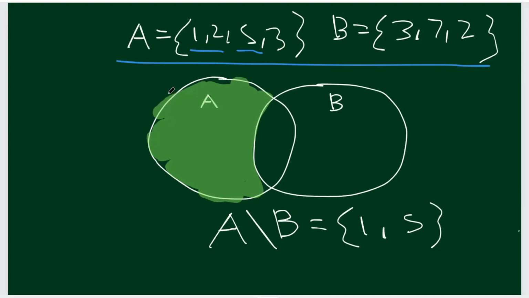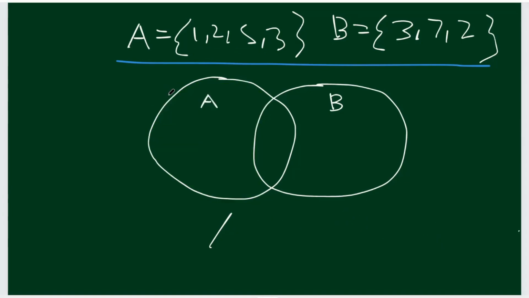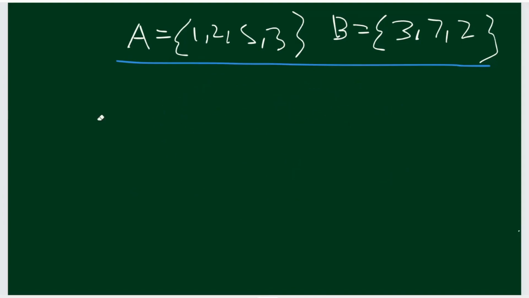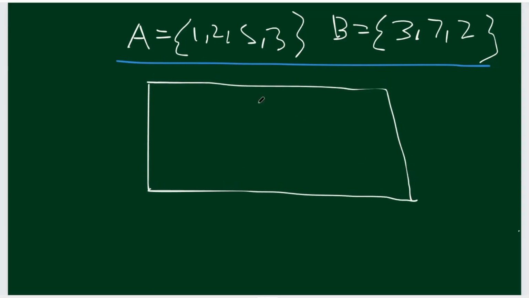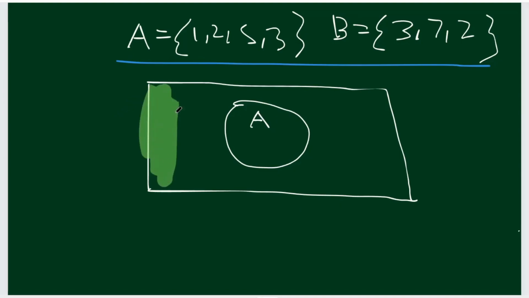Now, what about the next operation, which is the complement of a certain set? I'm going to use a different diagram this time. The complement of a certain set would be the values that are not in that set. So here, this is the entire space, right? And here is set A. Now, the complement of A would get you the values outside of A, right? The complement.